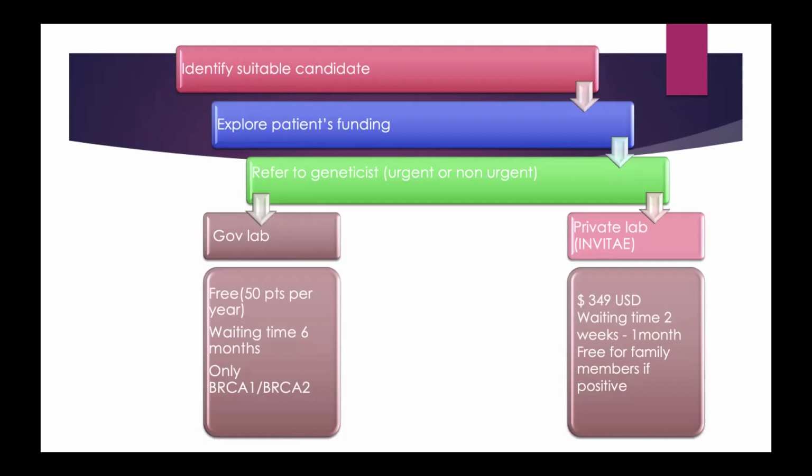So basically, the slide is to show you the common paths. Whenever we refer to genetics, it is good to know whether the patient can self-fund or cannot. Because if cannot, it will go to the government lab, in which we have to wait for 6 months. Whereas if the patient can self-fund around 350 USD, probably if converted around 1,700 like that, it can be as early as 2 weeks, okay? Especially if we want to get the result urgently, because like in this case, we want to know whether we want to do risk reduction surgery to the contralateral side.